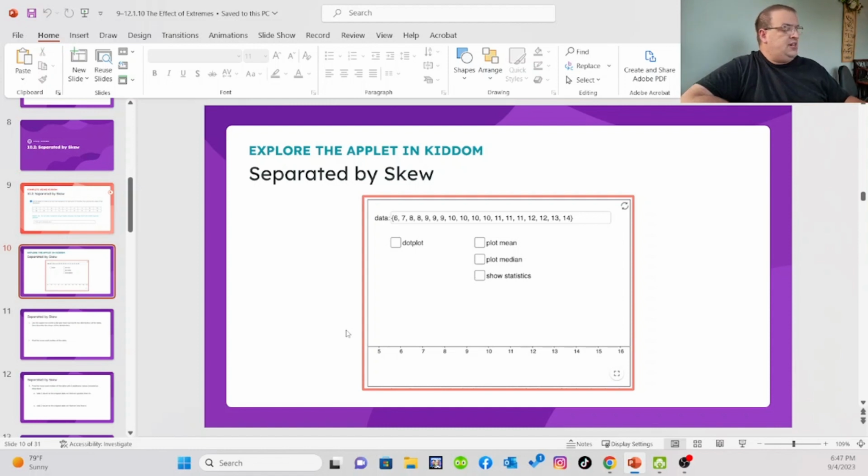So this is a tool you can use on the Kitum website that will allow you to just type in all the numbers from your data set, have it create your dot plot for you, have it tell you where the mean and where the median are so that you can compare them with each other.